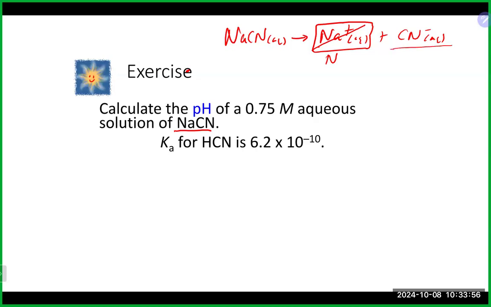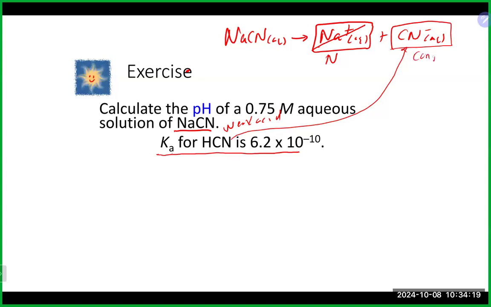Our CN minus, once again, if you're not sure, we want to look at the other information given to us in the problem, and we do see a Ka value for HCN, which would imply that this is a weak acid, and that HCN does seem like it's related to that guy, as the only difference is one H plus, which means that that is going to be really its conjugate base. And it will go through hydrolysis because obviously it comes from a weak acid.